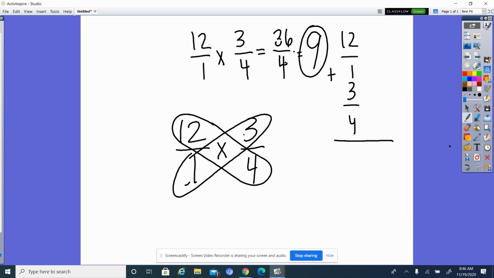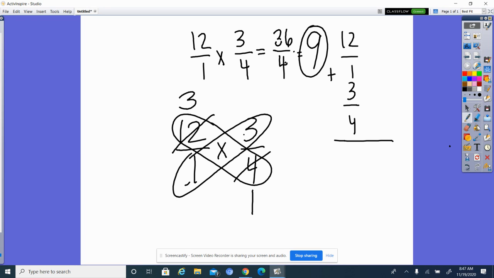4. We can't do 3, right? 4 cannot be divided by 3. But we can divide both of them by 4, right? So what's 4 divided by 4? So I'm going to cross that out and put 1. But I have to do it here too. I can't just do it on the one side. What's 12 divided by 4? 3. Now cross that out and put a 3 there.